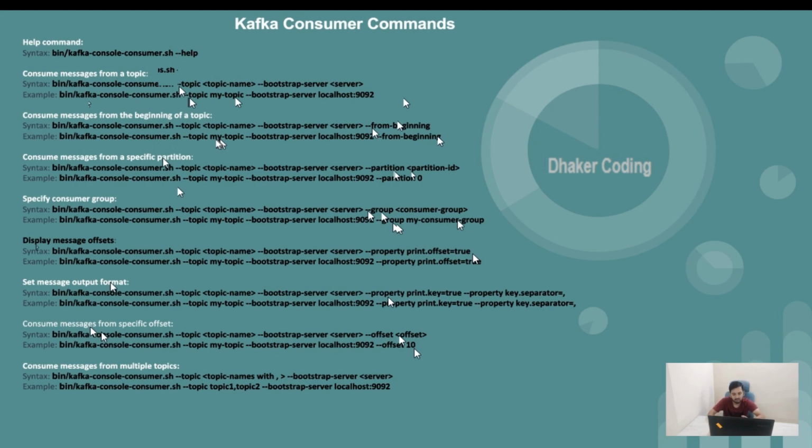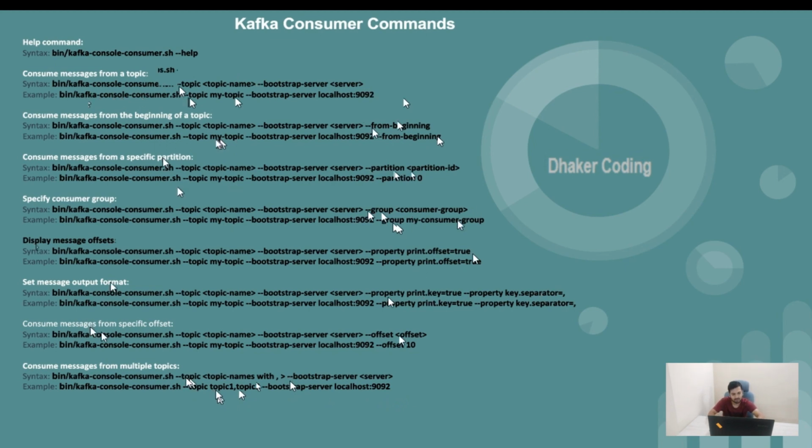Now, let's say someone says, no, I want to consume the messages from multiple topics. So you can give the topic names comma separated. In the example, you can see --topic topic one, topic two.